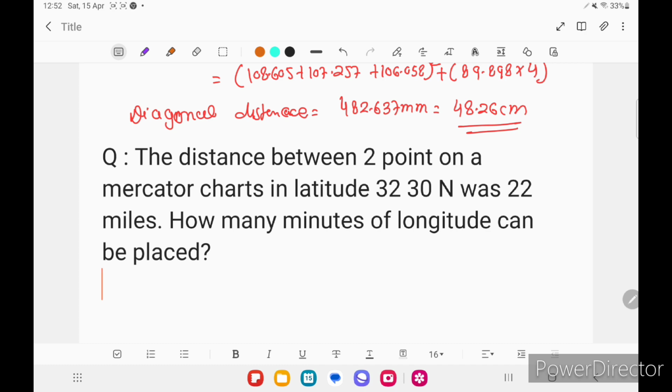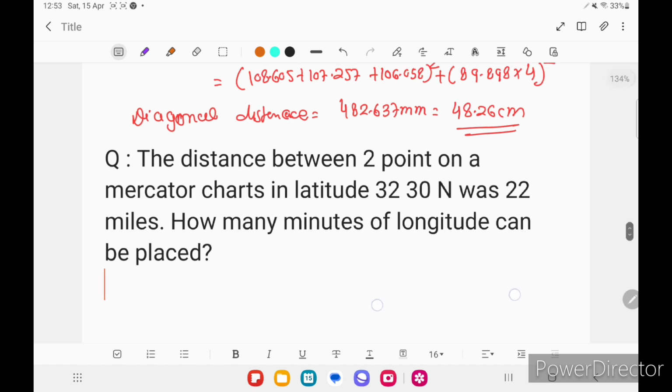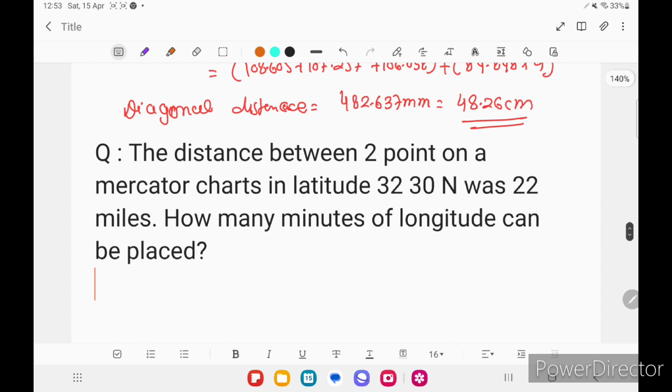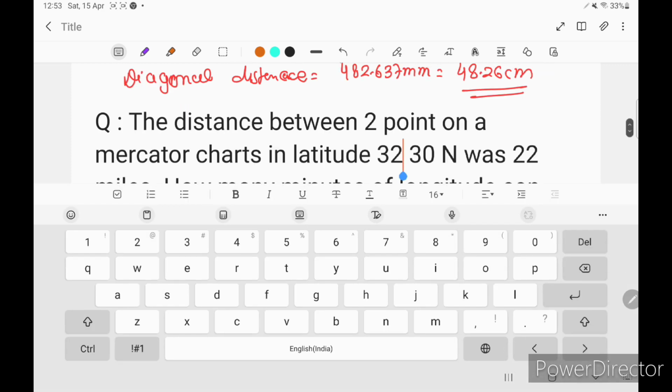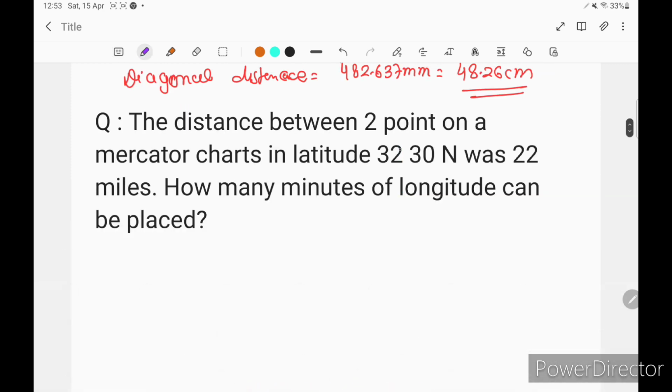Okay, so the next question is also repeated several times in the past MMD exams. The question is very simple. Let's see how we'll approach this question. The distance between 2 points on a Mercator chart in latitude 32 degree 30 minute north is 22 miles. How many minutes of longitude can be placed?